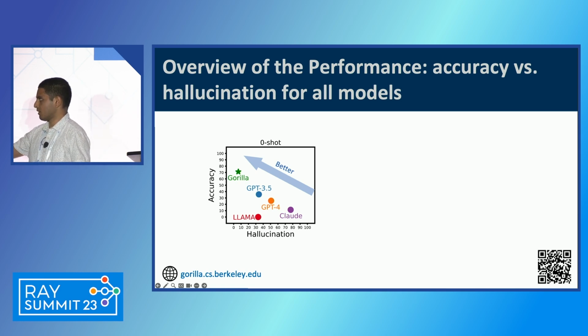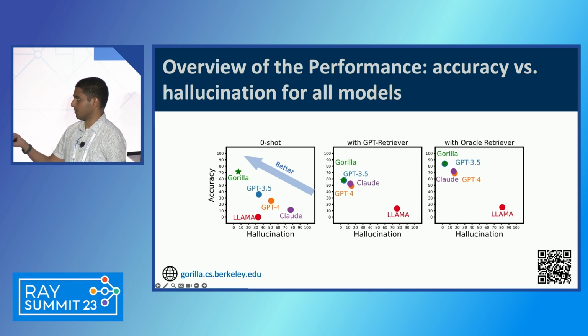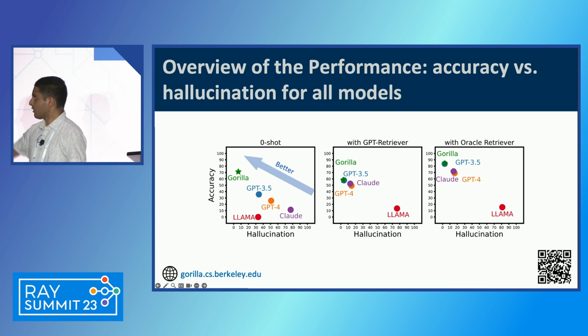And what I show is, we call this zero shot, where you ask the prompt, get a response. This is how you would use ChatGPT today. And you see that Gorilla performs better than most closed source and open source machine learning models. Now you can go ahead and augment this with a retriever. So the GPT retriever is a state-of-the-art retriever today. And I also included the Oracle retriever to answer some of the questions, which is what happens if you improve the embedding model, right?